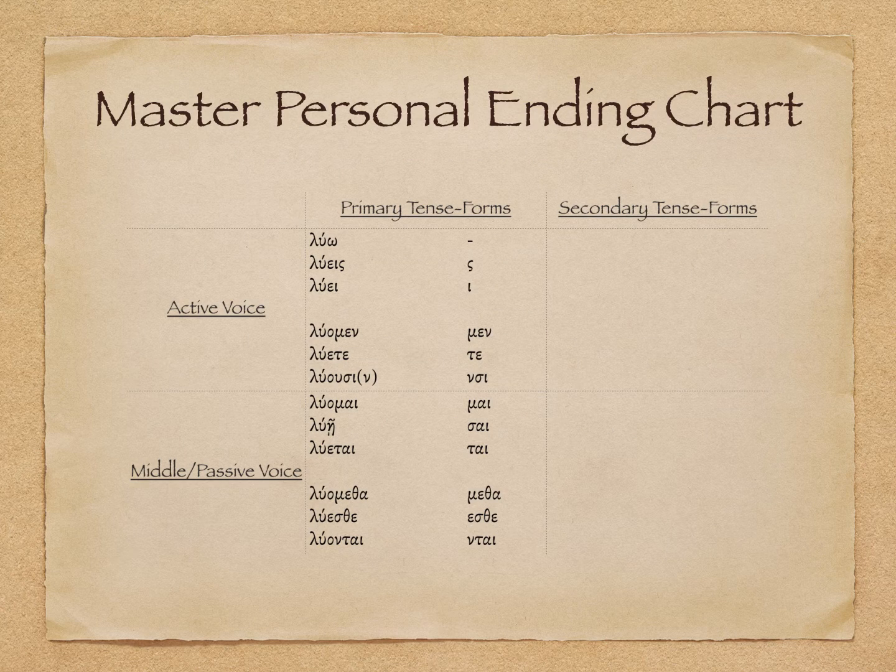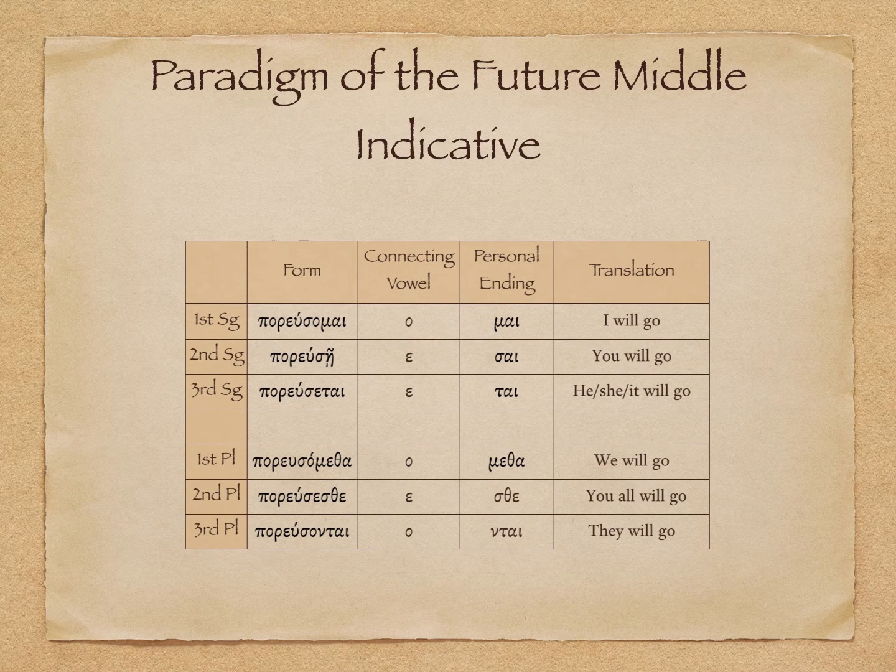Again, the personal endings, you'll want to just know these, be able to say them at 4 in the morning if you're woken up. Always say amen, ete, usi(n), in the third plural, mai, sai, tai, metha, sthe, and ntai. And that will help you so much if you can just have that down. Paradigm again of the future middle: mai, sai, tai, metha, sthe, and ntai.